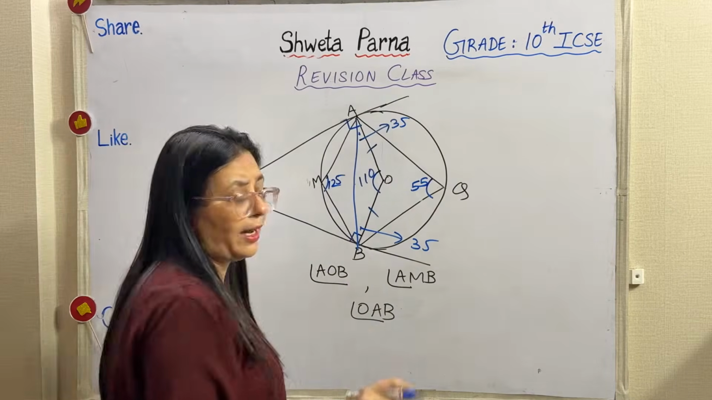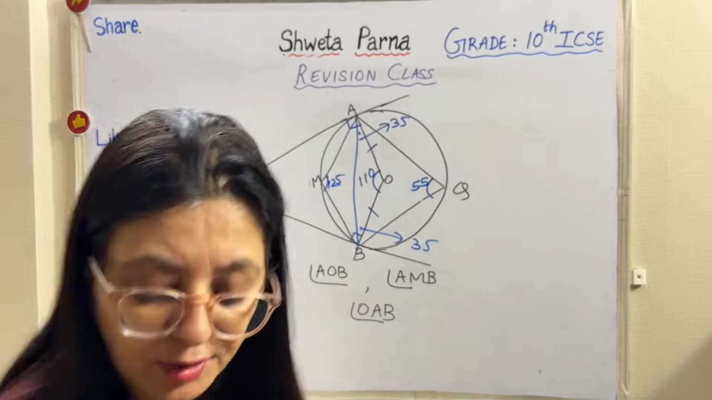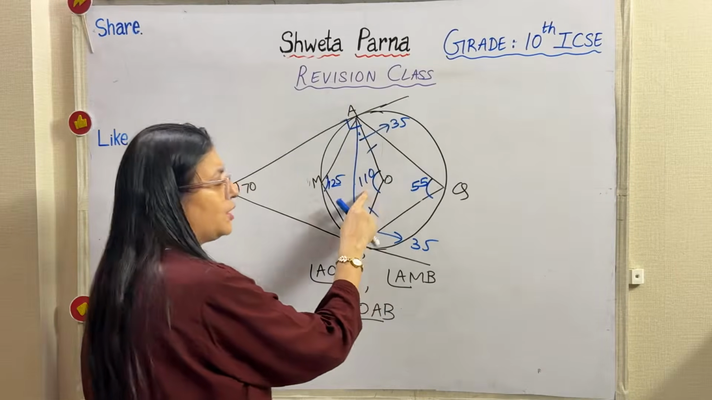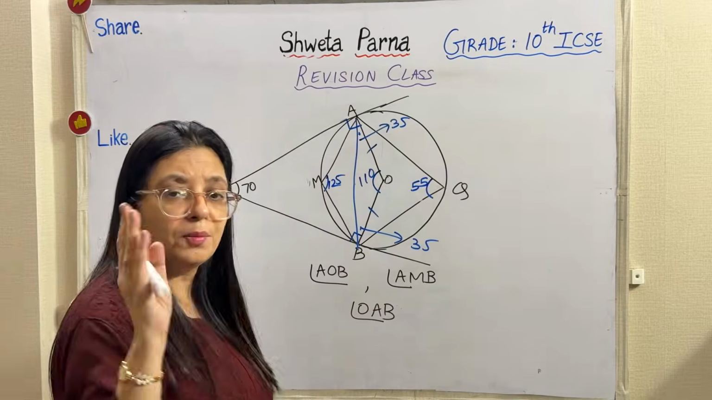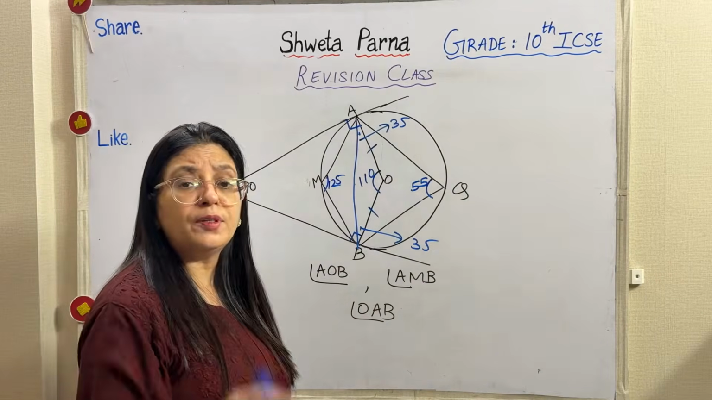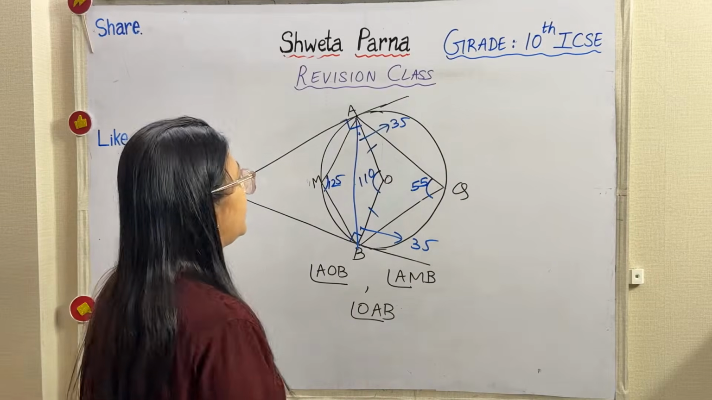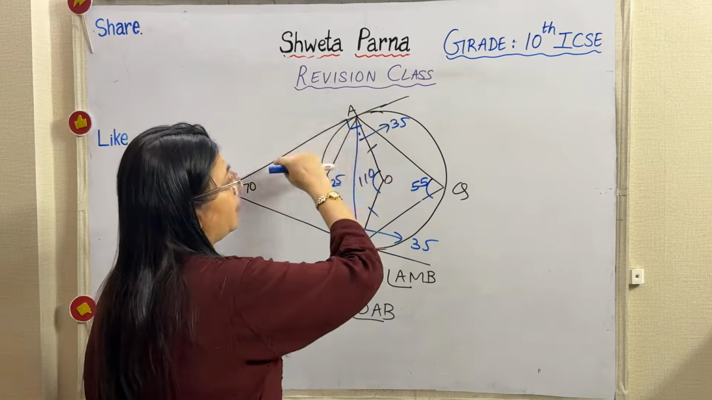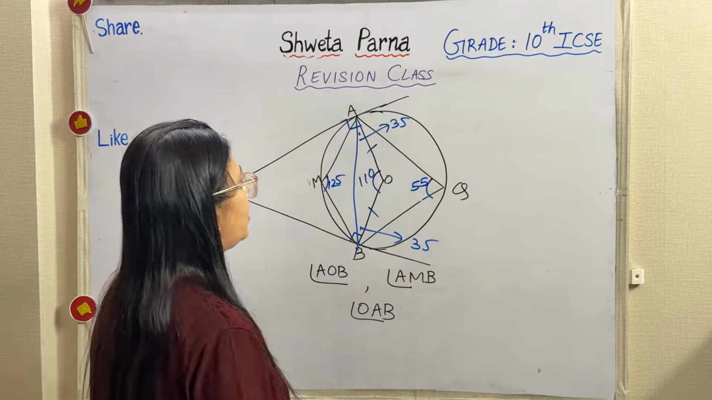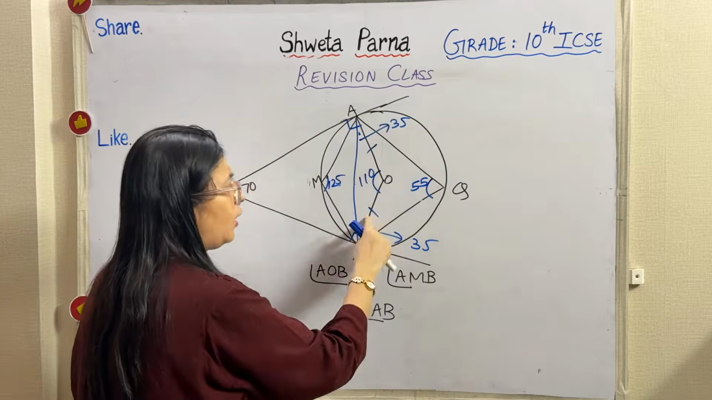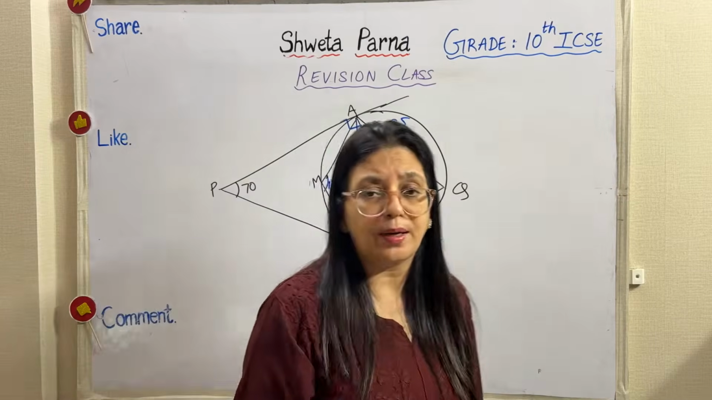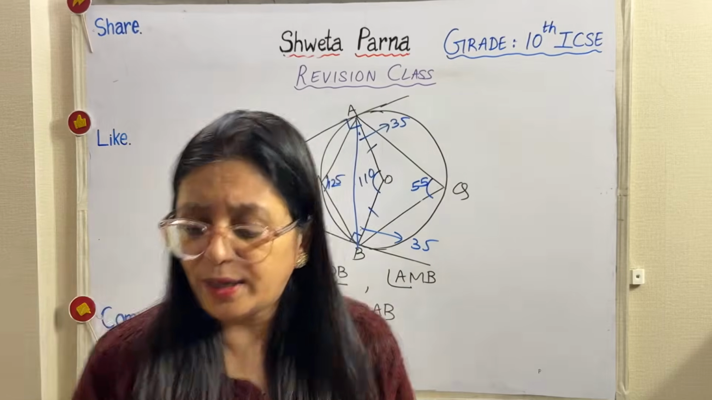The sum of the angles of a quadrilateral is 360 degrees. The angle subtended at the center is double the angle subtended on the remaining part of the circle. Sum of the opposite angles of a cyclic quadrilateral is 180 degrees. A radius and a tangent, when they intersect, form a right angle. They are perpendicular to each other. And if the radii are equal, the angles opposite to the sides are also equal. Clear? Let's go ahead.